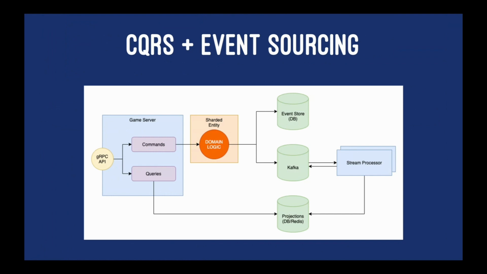So when we receive commands from the client, we forward them to an entity. An entity can be, for example, a user or a guild. And a single entity exists only in one place across our cluster at any given time, and it processes the commands for that entity. And then it generates events that we store in an event store, and then we forward them to Kafka for further processing and projections, creation, and so on. So today I'm going to focus on the domain logic part of the system, which is the orange circle there.